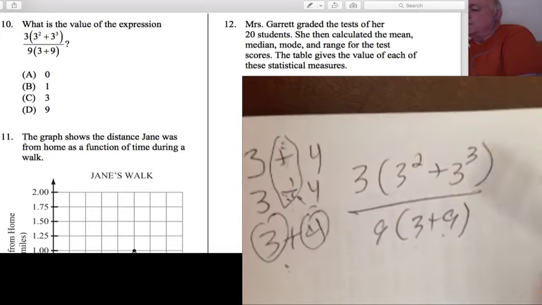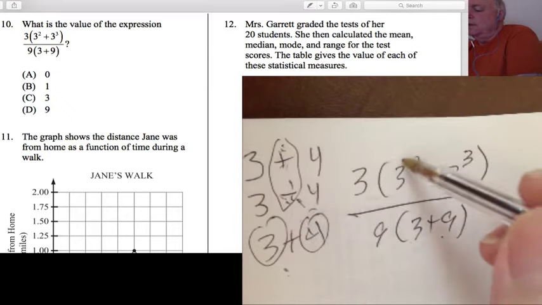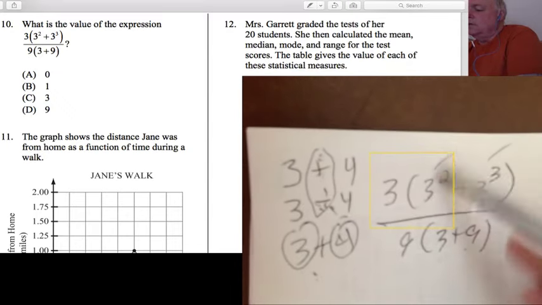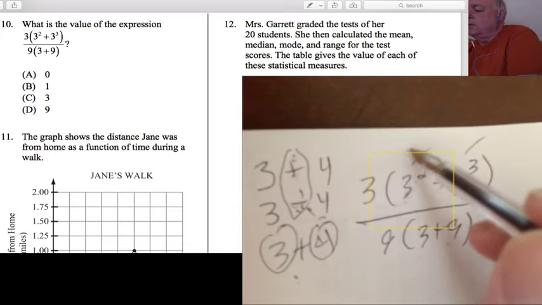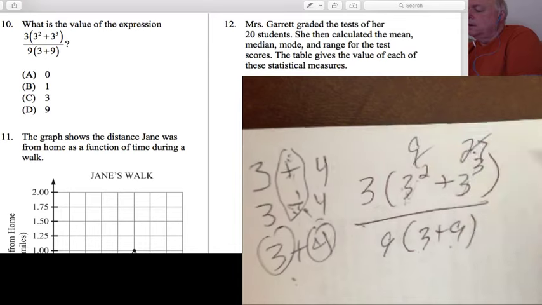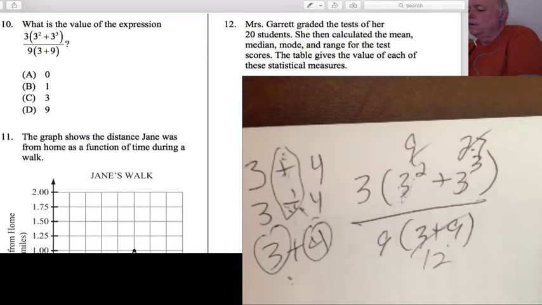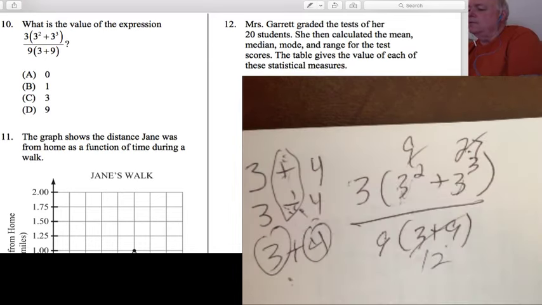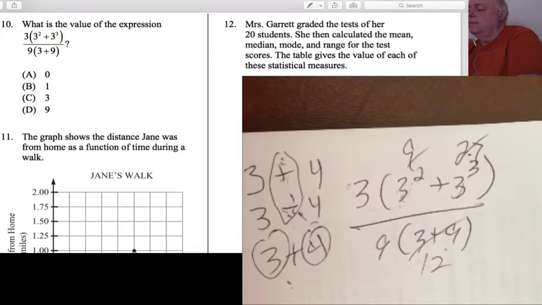There's a few ways to solve this. One is we could evaluate the powers: 3 times 3 is 9, 3 to the third is 27, and we could collapse the sum to 12. And at this point we can do some canceling out and so on.